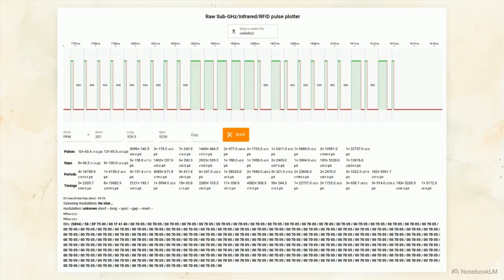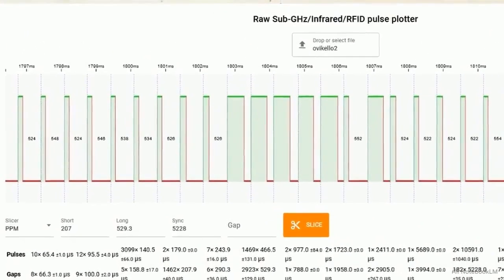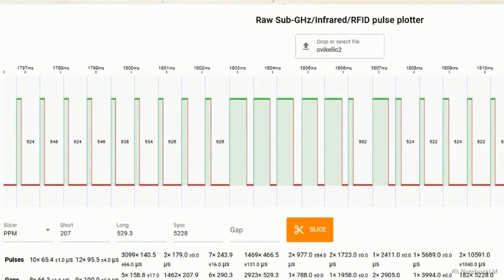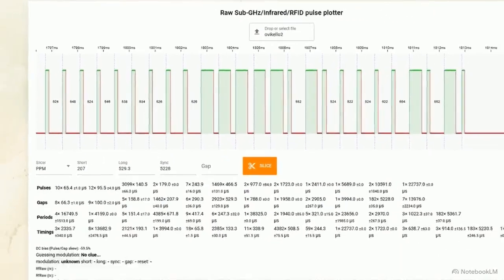This chart is the visual timeline. The software translated thousands of microsecond values into a precise map of radio pulses. High green blocks represent active pulses, flat red lines represent gaps of silence. This is on-off keying mapped out perfectly.